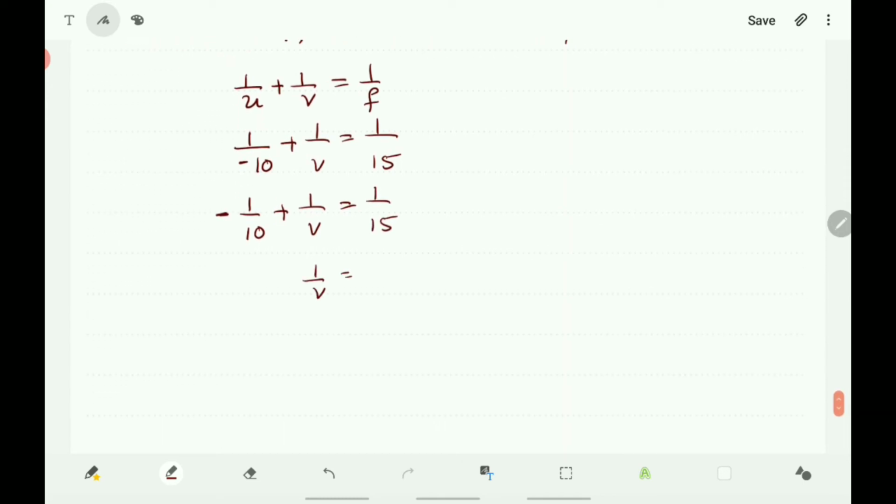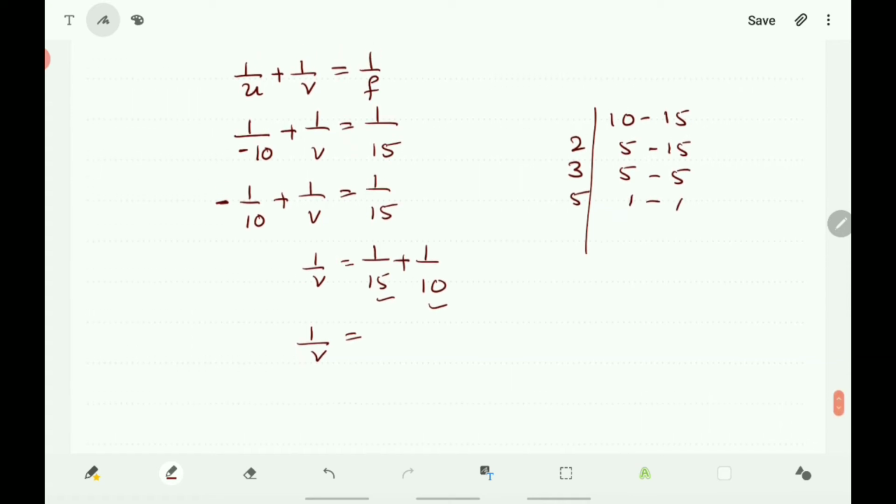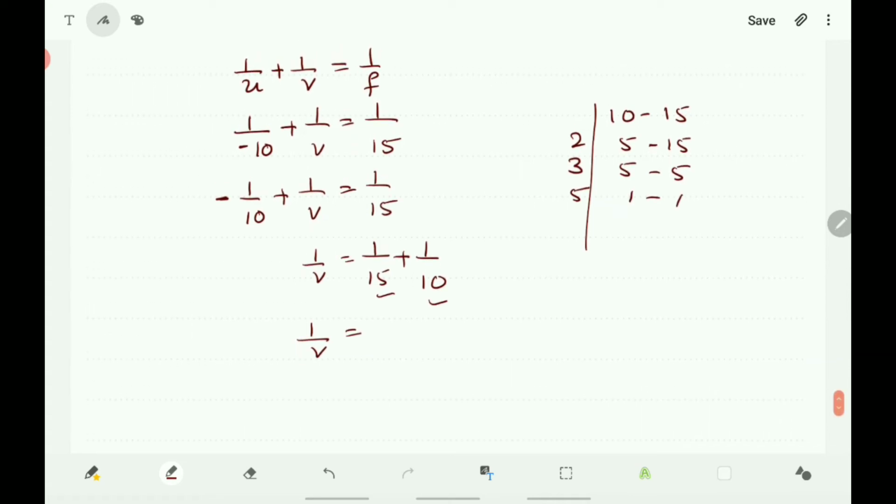1 by V is equal to 1 by 15 plus, transfer this minus 1 by 10 to the RHS, that becomes 1 by 10. Now 1 by V is equal to, here take the LCM of 15 and 10. So it is 2 5s, write 15 as it is. Then 3, write 5 as it is, 3 5s, and 5 1s. So you got 1 and 1 on both the sides here.